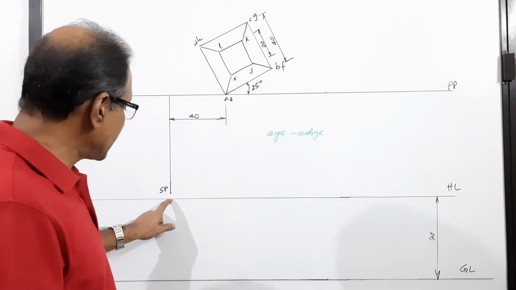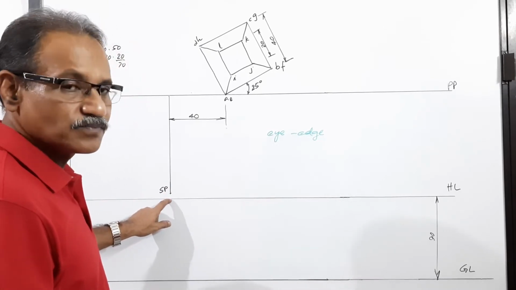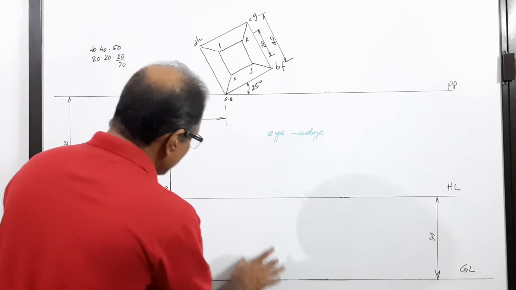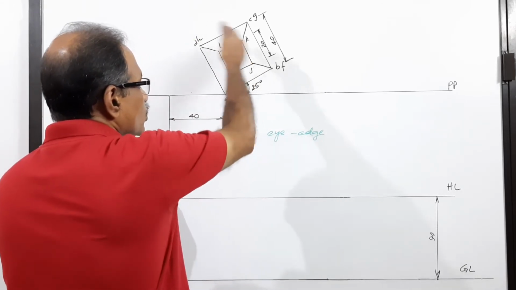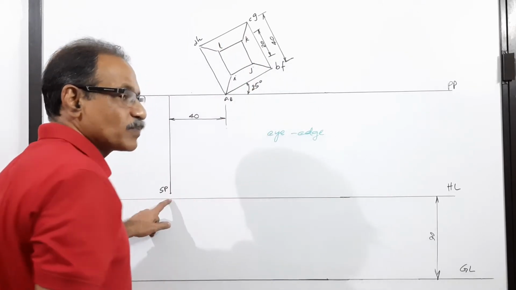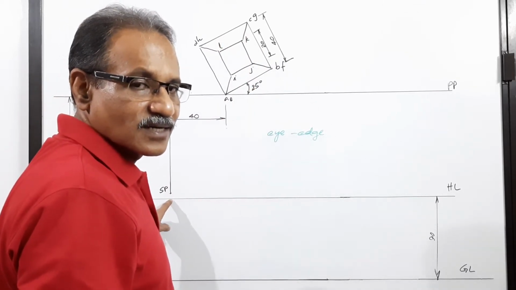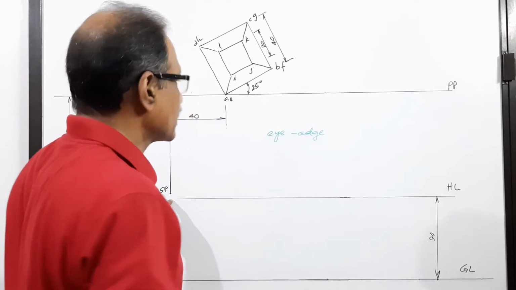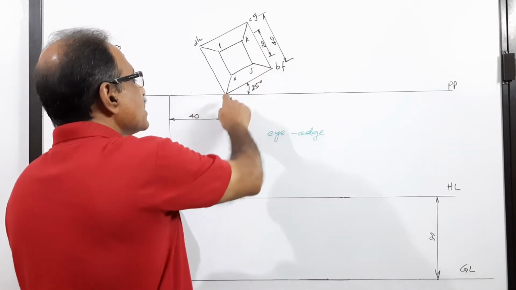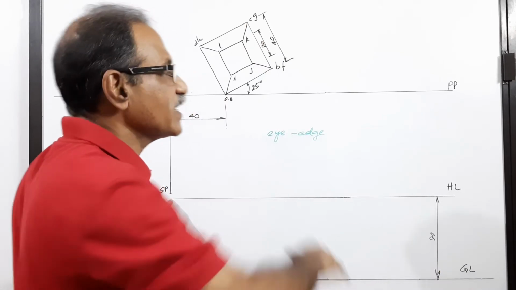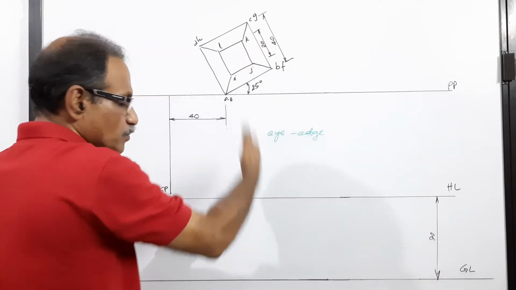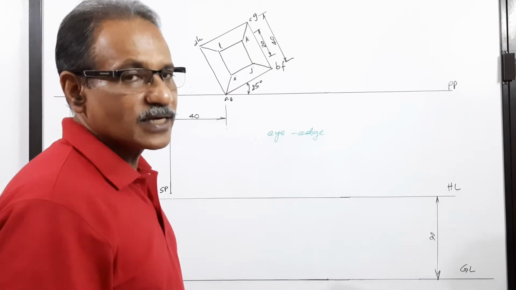So SP dash is right below SP on HL. Join all points of the elevation to SP dash, and onto them drop the intercepts of all these 4 plus 4 plus 4. 8 points. Actually, I mean 8 points only, because 4 points coincide on another 4 points. So totally 8 points. 8 intercepts you have to draw. That is one way of doing that.